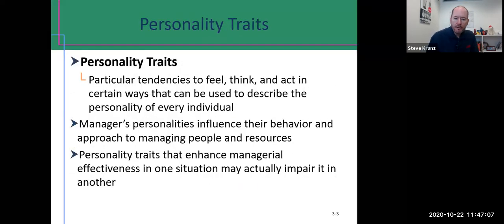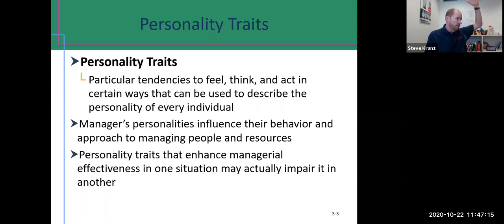So when we use the word trait, a trait is something that's just part of you. One of the traits I have is that I have blue eyes. I am 183 centimeters tall. Those are traits. It's just part of who I am. So personality traits are the parts of your personality that are just part of who you are.